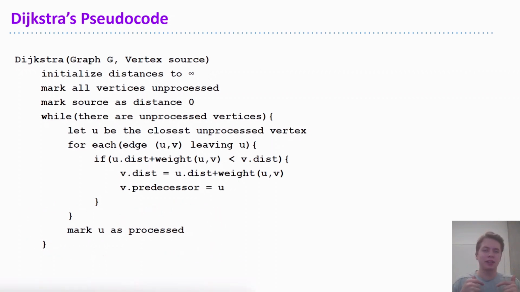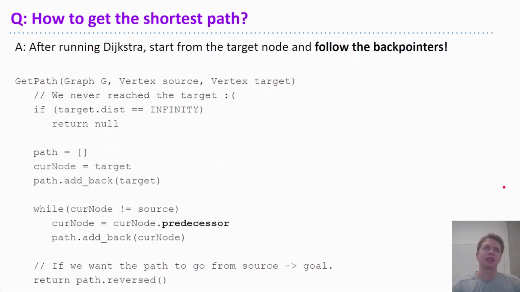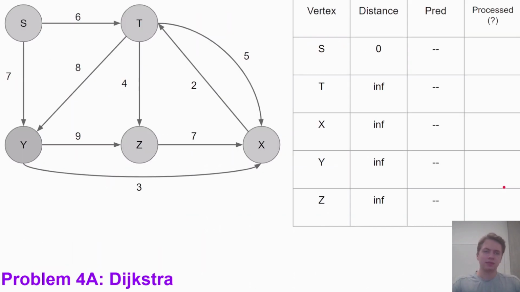Cool. I feel like Dijkstra's is super complicated the first time you see it, but I feel like walking through Dijkstra's and seeing the decision-making process and updates at each step will really help cement this algorithm. So let's do that. So here's our initial starting graph. We're going to perform Dijkstra's starting at vertex S.